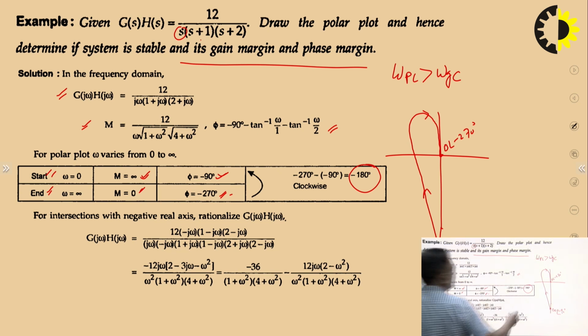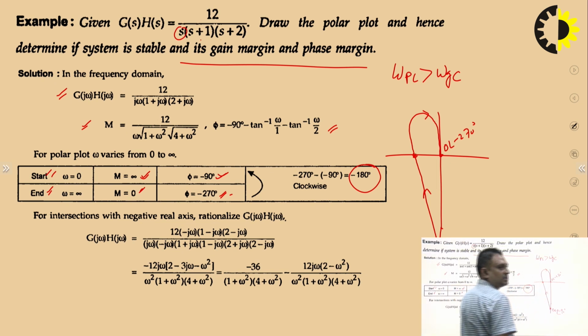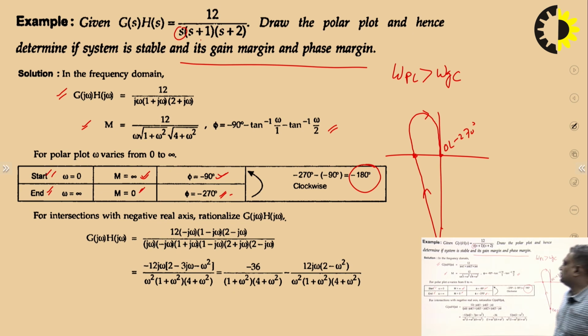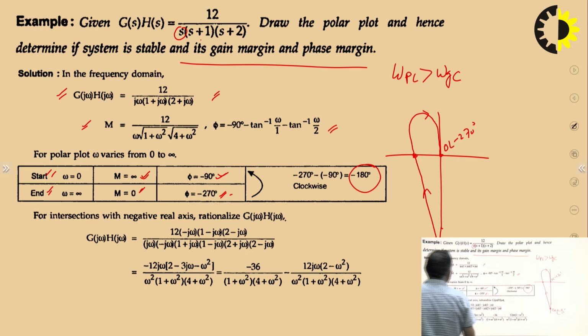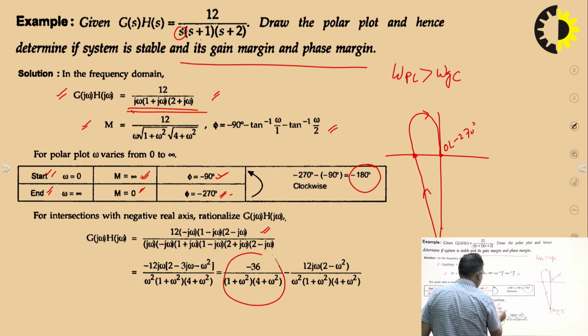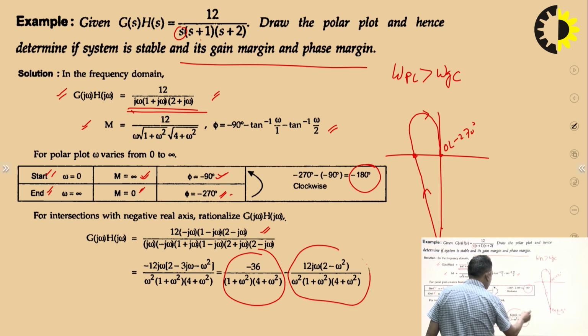Now, we are interested in this point at which our polar plot cuts the negative real axis. So, what will we do? We will rationalize it, which means multiplying by the conjugate of the denominator: minus j omega, 1 minus j omega, 2 minus j omega, and you also multiply it in the numerator. When you solve it and separate it, this is the real part you get and this is the imaginary part.